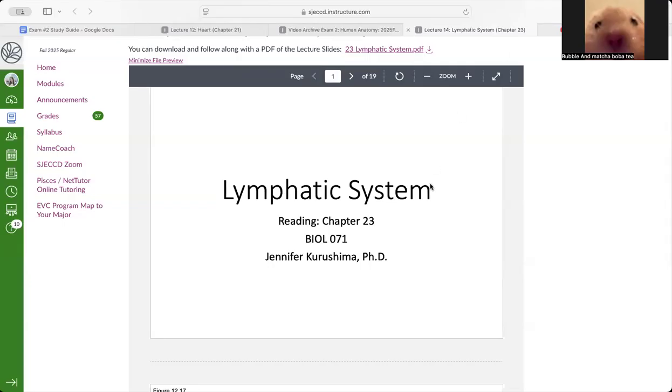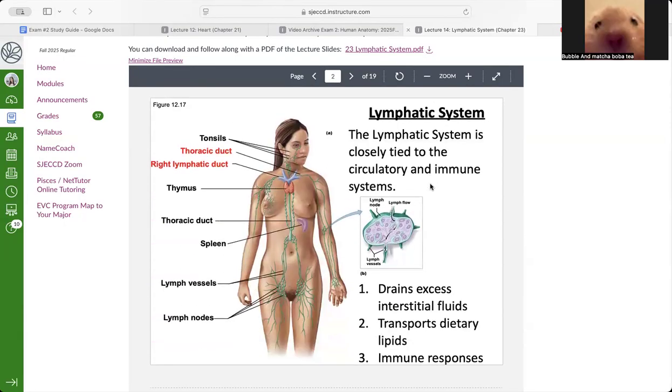Okay, guys, we're gonna go over the lymphatic system today. So, what does the lymphatic system do? It has three functions. It drains excess interstitial fluid from your body's tissues.